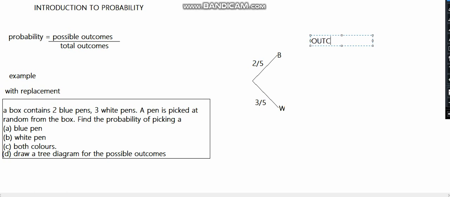So for outcomes, we have only B and W, because inside there's only a branch for B and there's another branch for W. So those are the outcomes. This is probability with replacement.